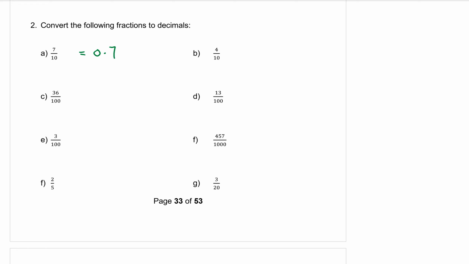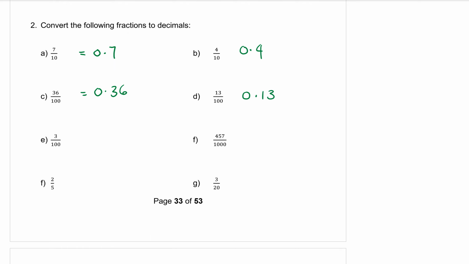All right, how about B? We've got a 4 over 10. So the 4 is in the 10th position, so 0.4. Easy, right? So C, 36 over 100. So the 6, the last digit has to go into the hundredths position, which is 0.36. D, 13 is over 100. So the 3, again, goes into the hundredths position. So 0.13. So the 1 is in the tenths, the 3 is in the hundredths.